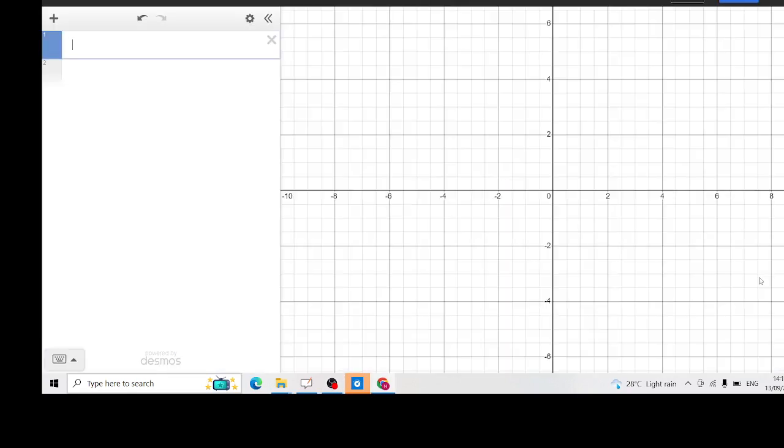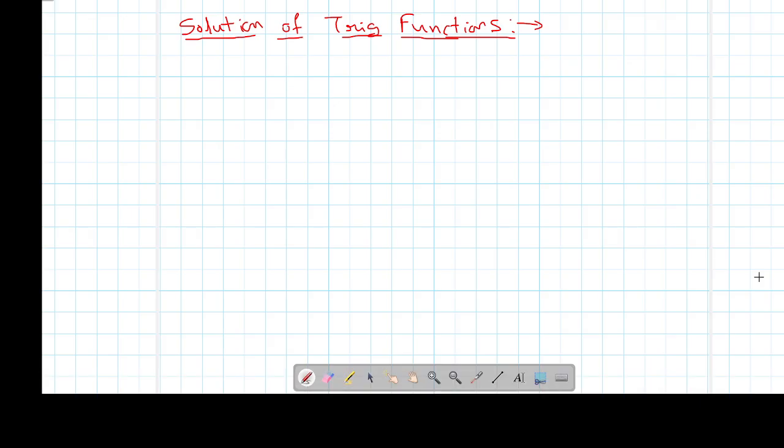Today in this lecture, let's discuss the solutions of trigonometric functions. What do you mean by solution of a trigonometric function? It's like solving the trigonometric equations. The solution of any equation is nothing but finding the values of x such that the equation is satisfied. Let me consider this equation: x plus 2 equal to 0.